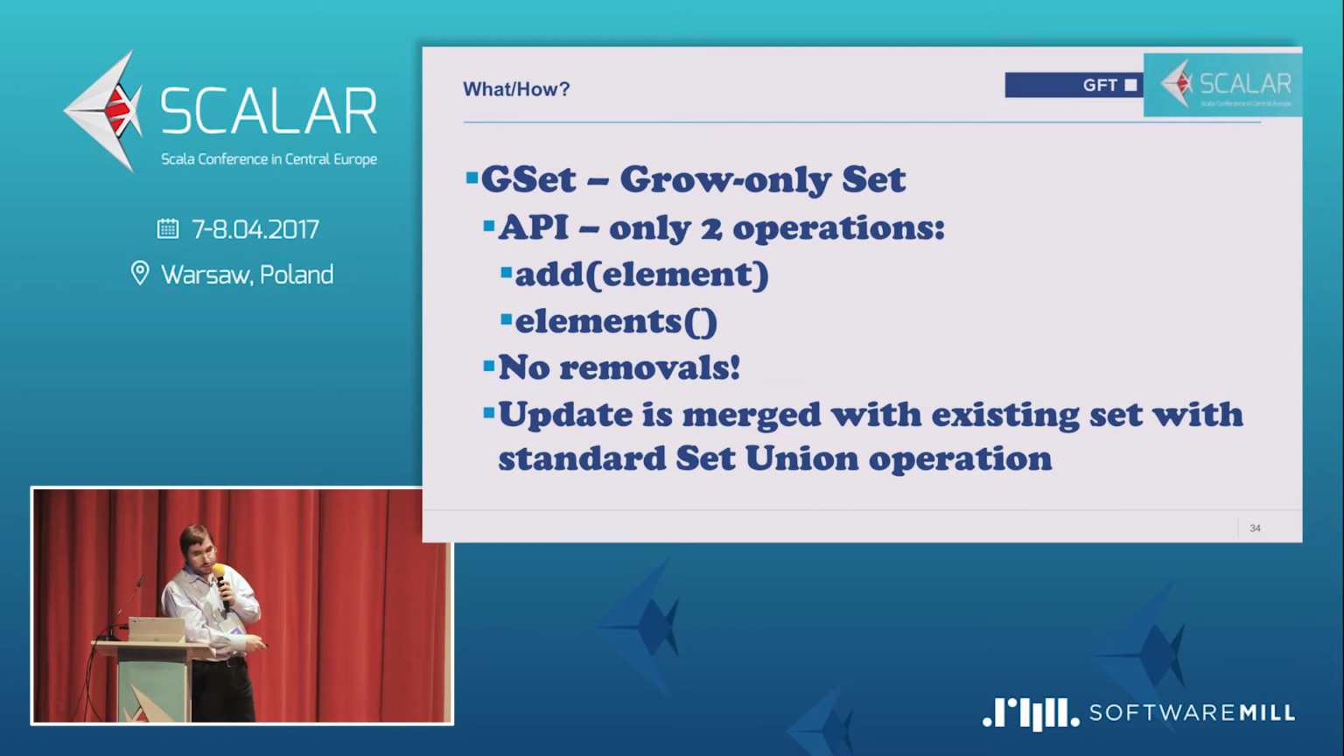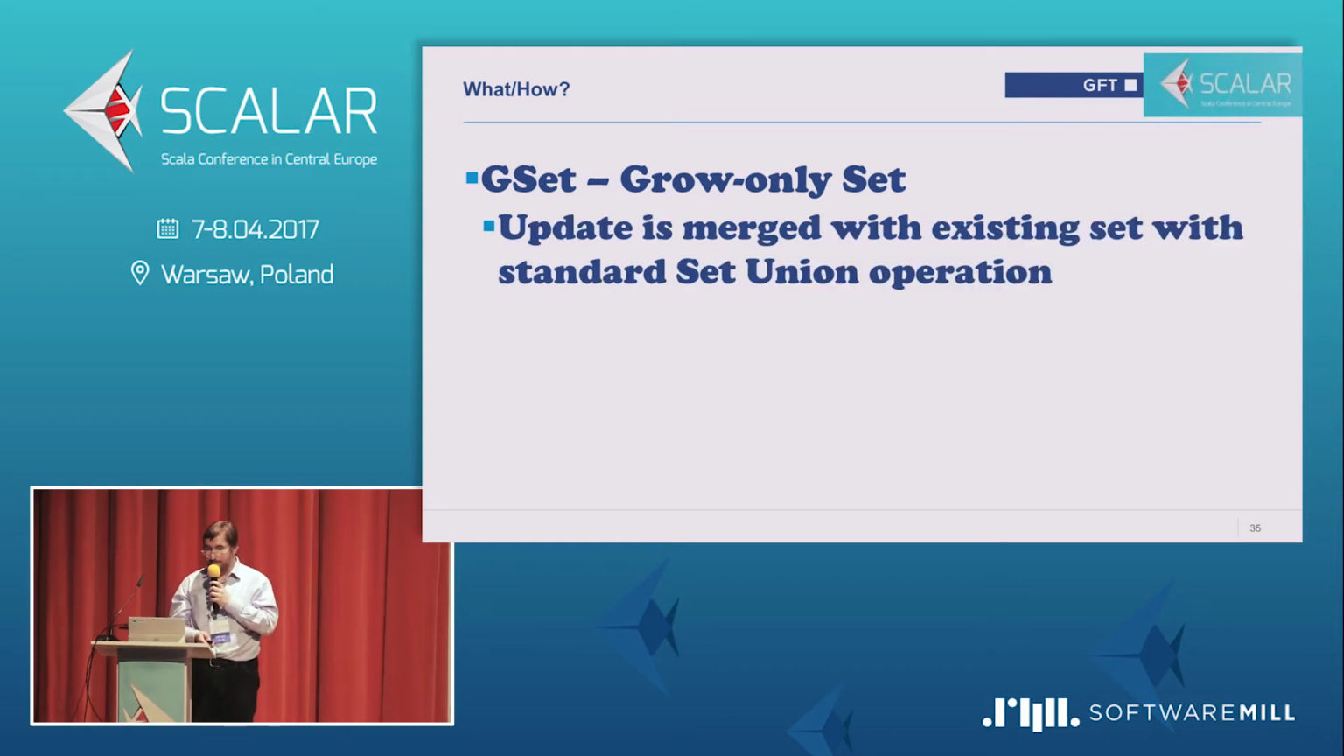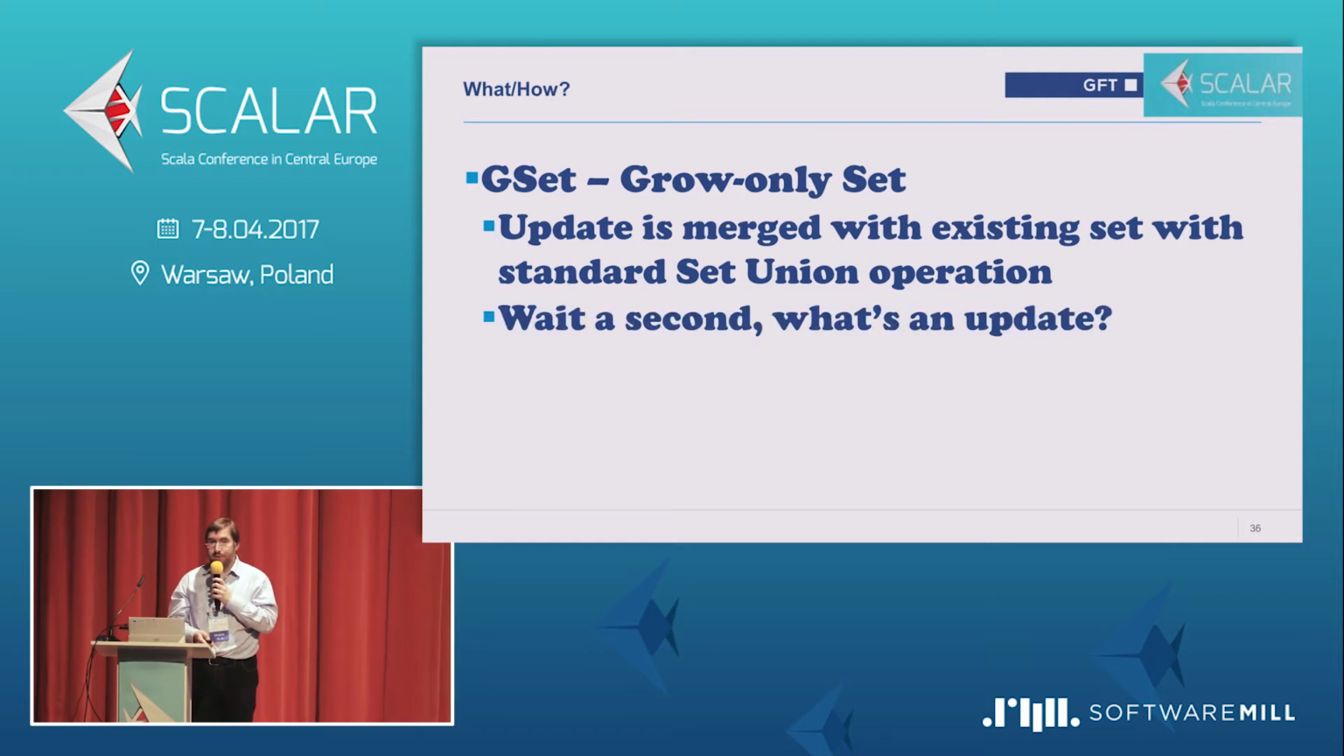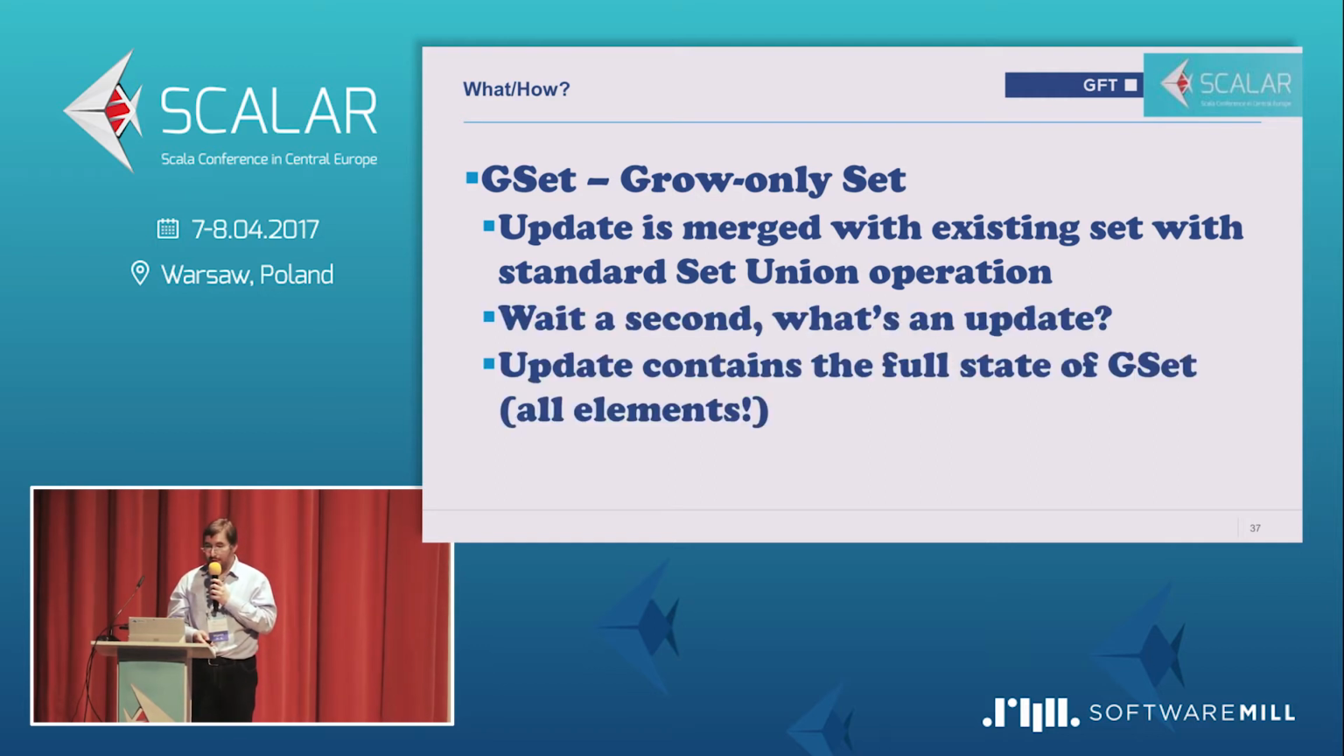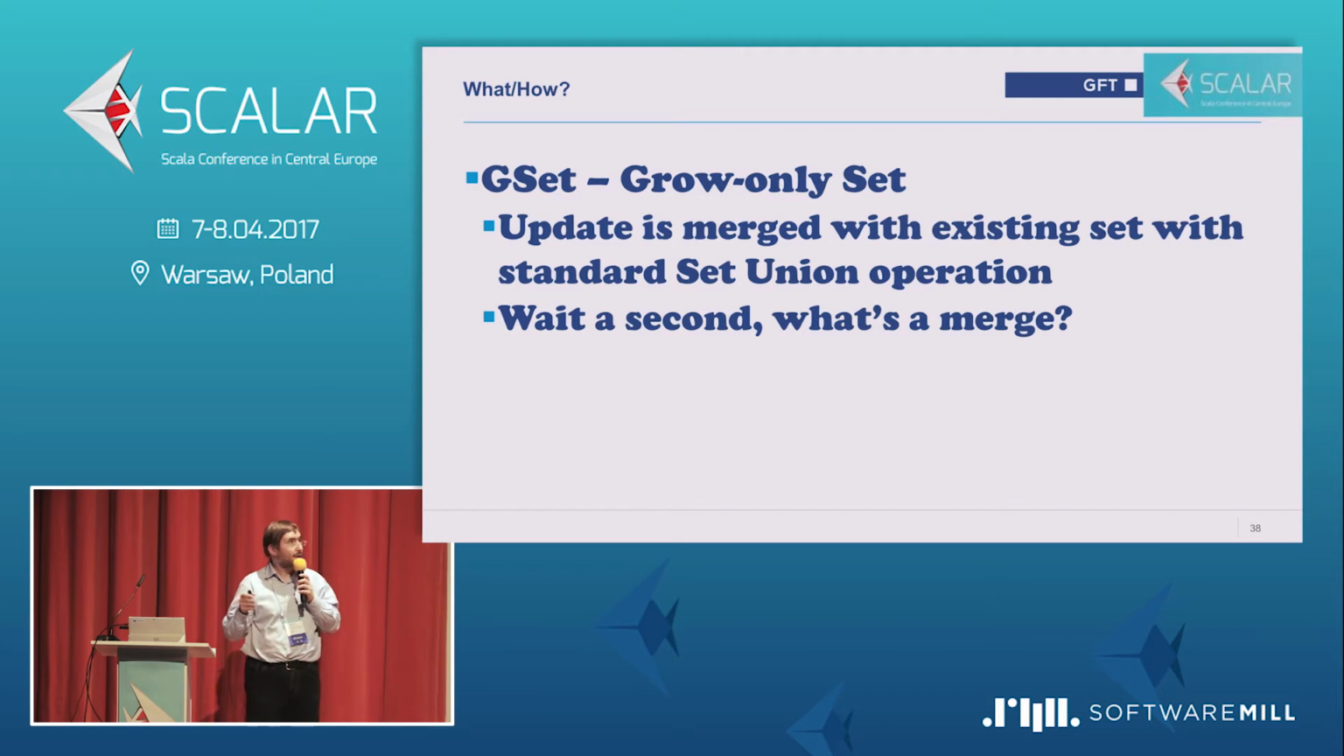Okay, so GSet, 2 operations, no removals. An update is merged with the existing set with the standard set union operation, as you've already seen. And what's an update? An update contains the full state of the GSet. Why? Because of causal history. So to support the causal history, we need to give you the full update of a GSet, which is actually not the case for GSets, because GSets have just elements, and if I add something, it'll get added.